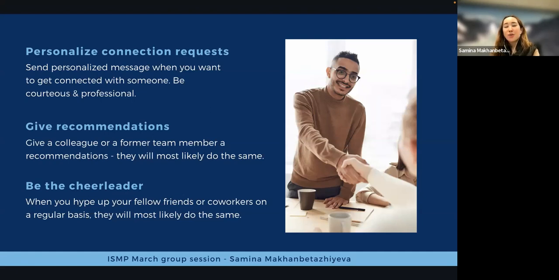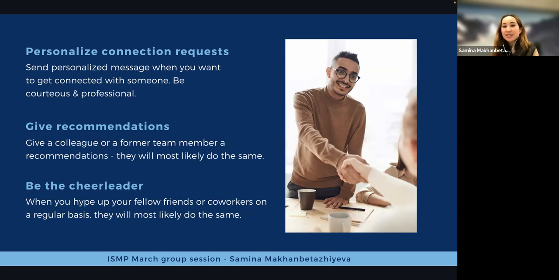If you establish this connection with someone in a company that you're hoping to work in, it's going to help you in the long run. But be mindful, always cautious and professional. It's really important.